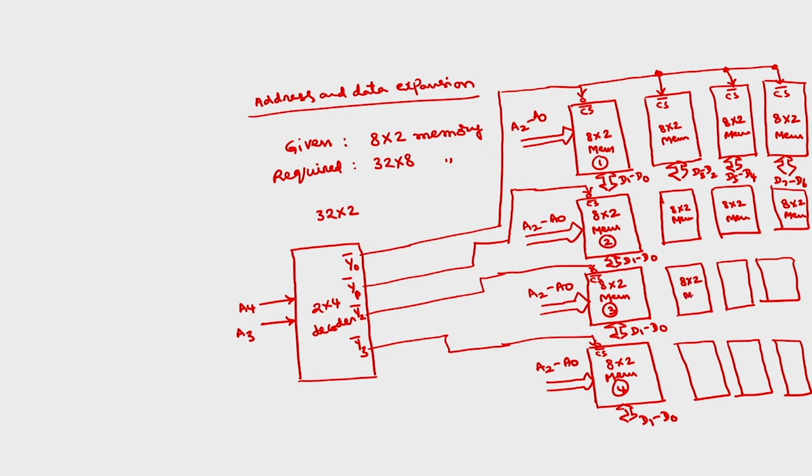Eight by 2 memory. So, you have to simply connect this chip select to here also. You take this chip select, connect all together. Similarly, here also all the chip selects you have to connect together. Here also you have to connect all the chip selects together. Whereas the address lines A2 to A0 of all the 16 8 by 2 memories will be common. Similarly, read bar and write bar also will be common.